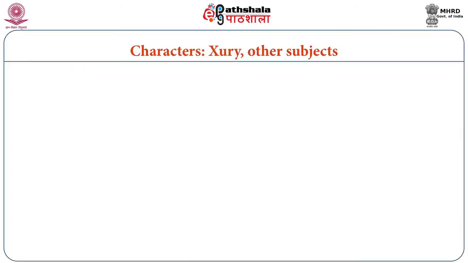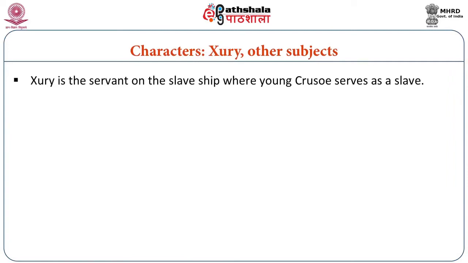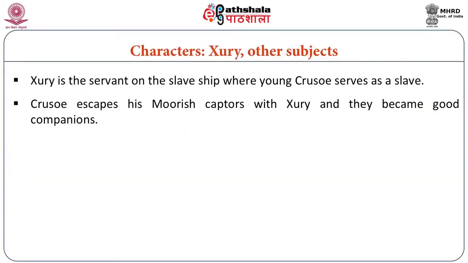Now there is of course Zuri, and then there are the other subjects within the text as well. Zuri, who is the servant on the slave ship where Crusoe himself served as a slave, is also the person who stands for the black man who will always continue to be a slave as long as there is a white man around who will exploit him. When Crusoe and Zuri escape, they become good friends. They are companions. And yet, eventually, Zuri is sold. So that selling of Zuri is what is important in that relationship.